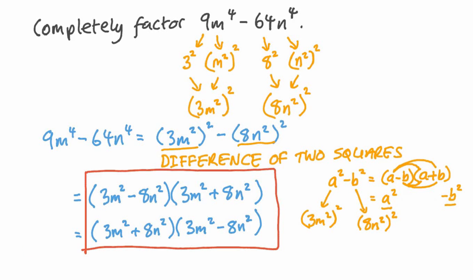So either one of those two is our completely factored form of 9m to the power of 4 minus 64n to the power of 4.